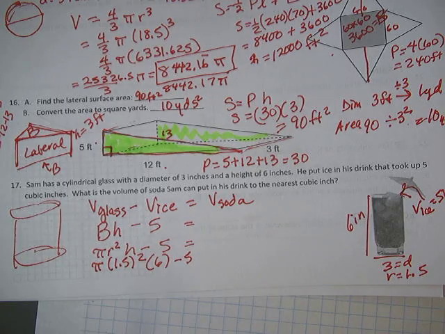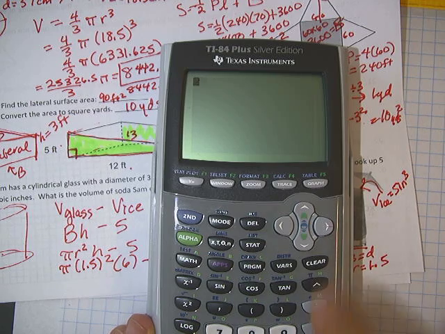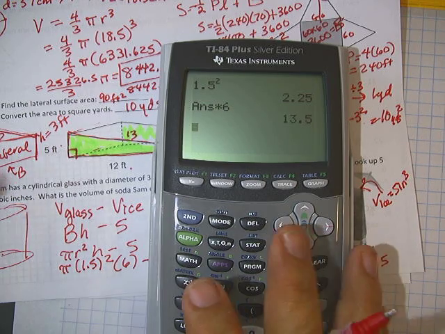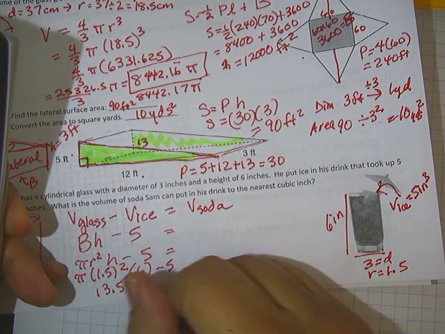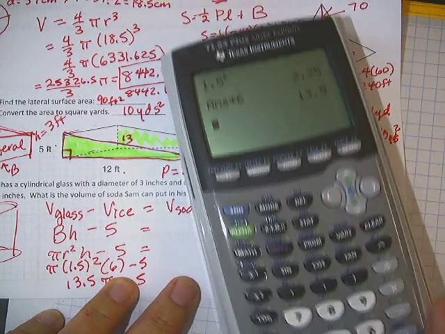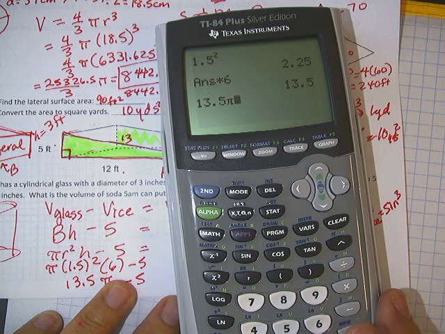1.5 squared, I happen to know, is 2.25, but I'll use my calculator. 1.5 squared, enter, times 6, enter, and I get 13.5 pi minus 5. You're probably wondering why I didn't multiply by the pi. I love leaving pi in my answer till the very end. So now I know it's 13.5 pi, so I can say answer, pi, it's okay to put it right like that, minus 5, enter.